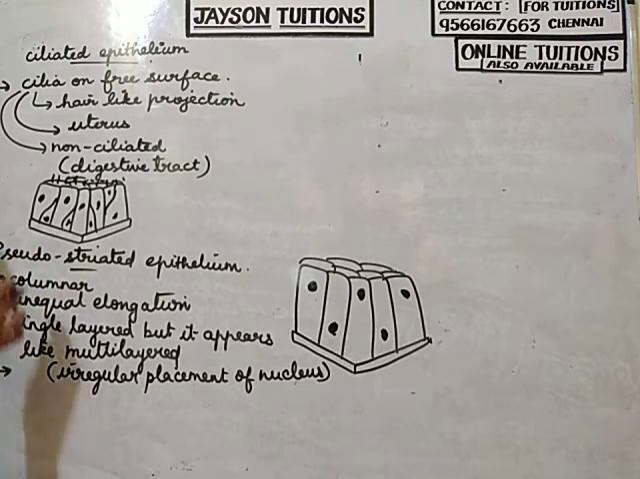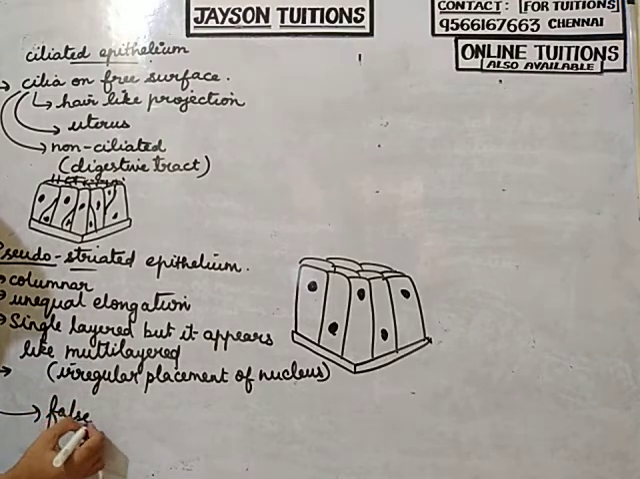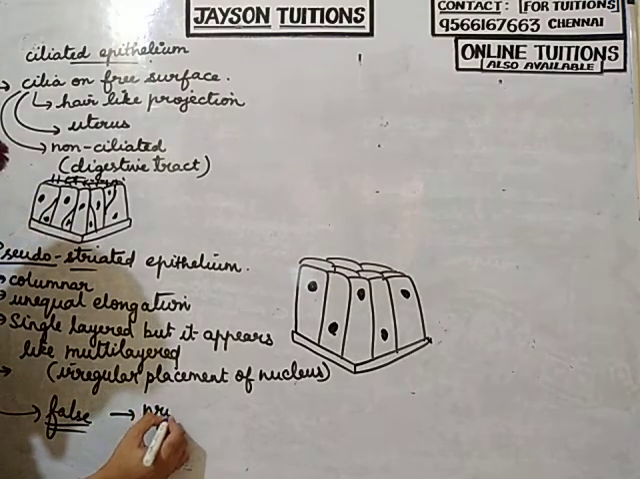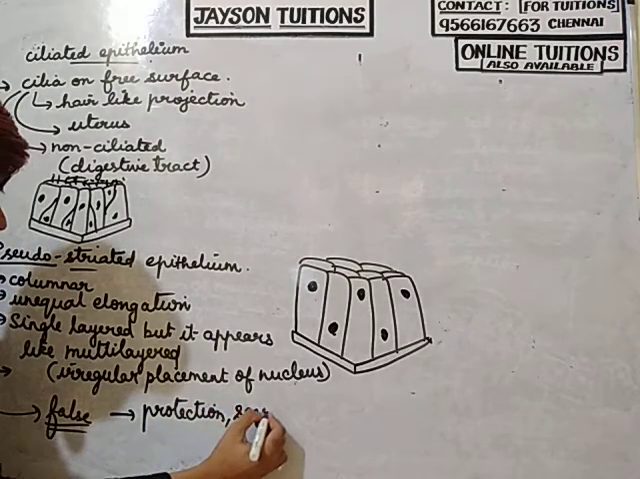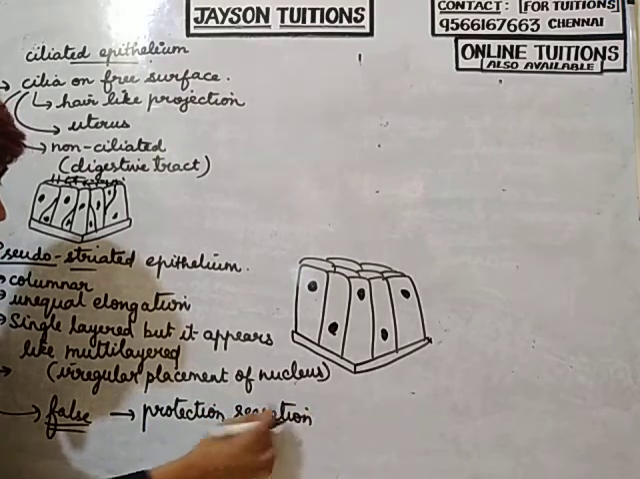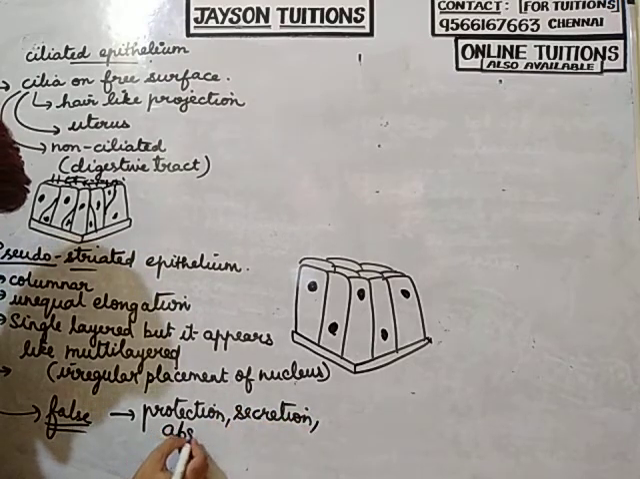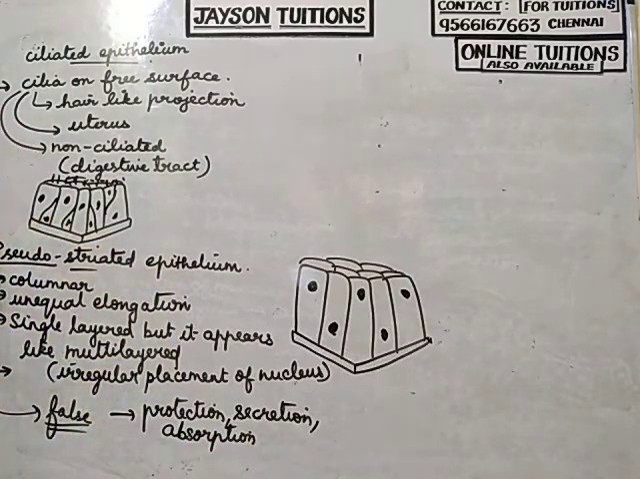That is why it is called pseudo-striated. Pseudo means what? False. It is a single layer but it appears as a multilayer, so it is false. What are the functions of this? It provides protection, secretion, and absorption.